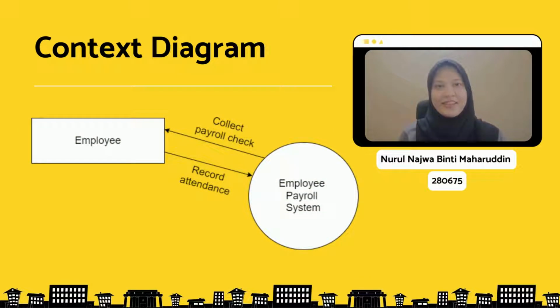Next, I will be explaining the context diagram and the physical data flow diagram. The context diagram is used to present an overview model of the business activities and the primary transactions that the system processes. So from the diagram, we know that the overall activities of this system are that the employee will record their attendance, and after that, the attendance is approved, processed, and payroll is prepared. Lastly, the employees will collect their paycheck from the system.